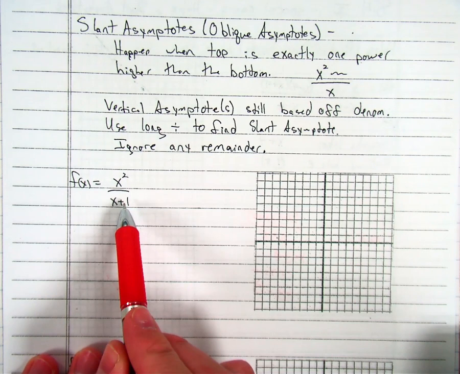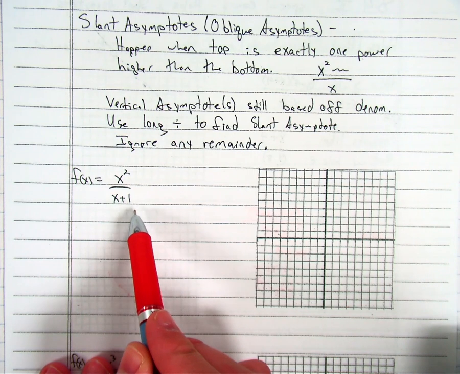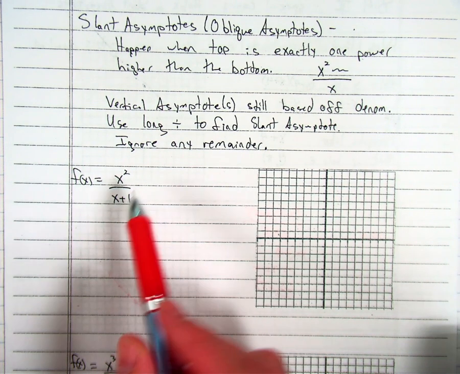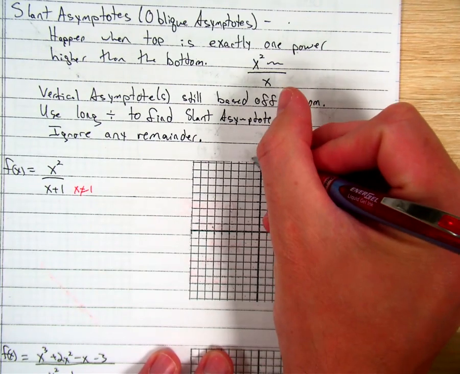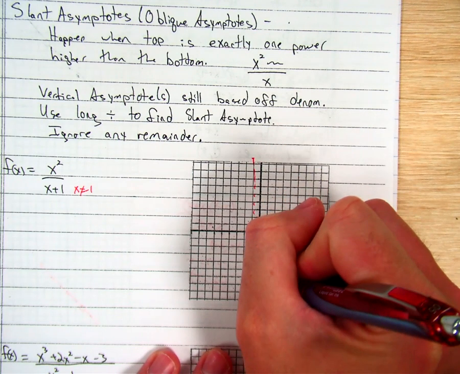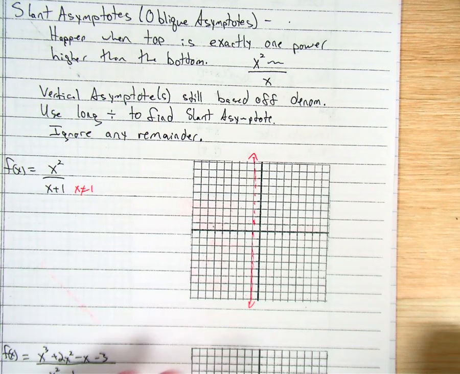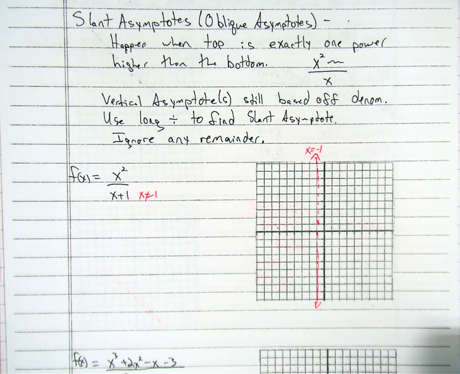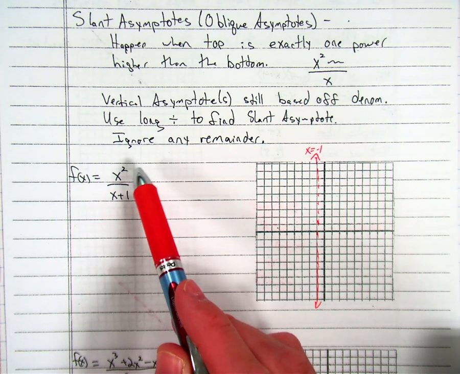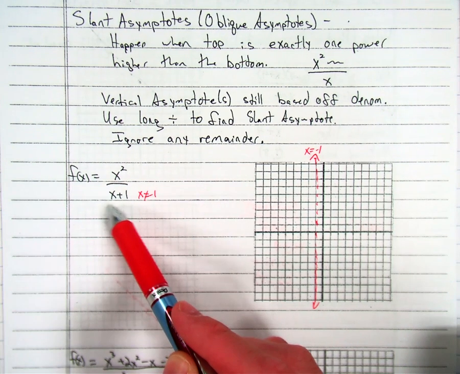Okay, so we have x squared over x plus 1. Alright, so I know I cannot have negative 1. Negative 1 is a no-no. So we draw our vertical asymptote from that. Okay, there's our vertical asymptote. Let's label it. Slant asymptote. Well, horizontal asymptote, question mark? Top is bigger. No horizontal asymptote. Is the top bigger by exactly 1 power? It is. X squared over x to the first. So it is bigger by 1 power.